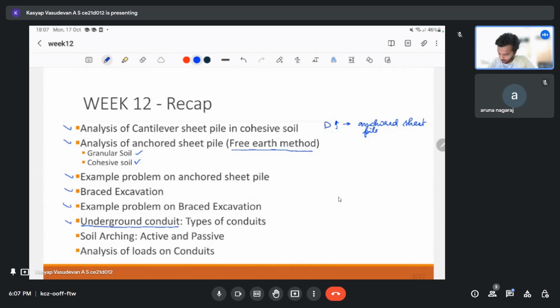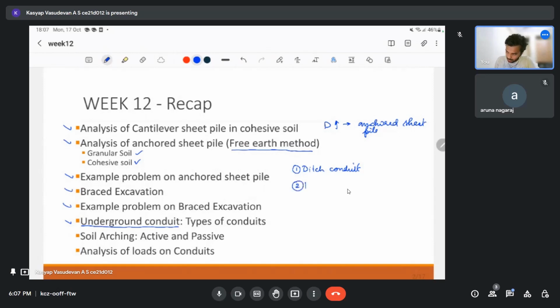And when we say conduits, we generally have four types of underground conduits. The first one is the ditch conduit. In a ditch conduit, we excavate a ditch, lay our conduit, fill the ditch back with the backfill, and compact it appropriately. So that is the ditch conduit.